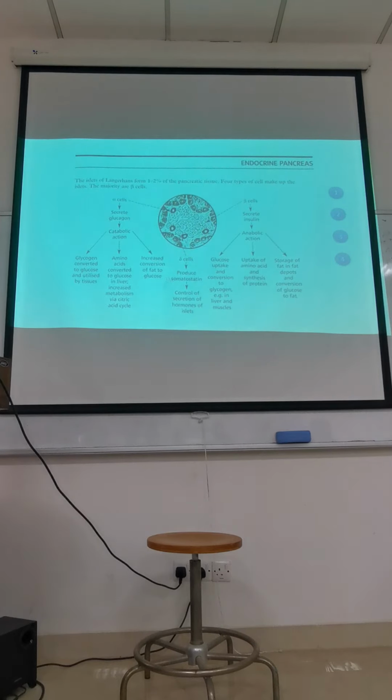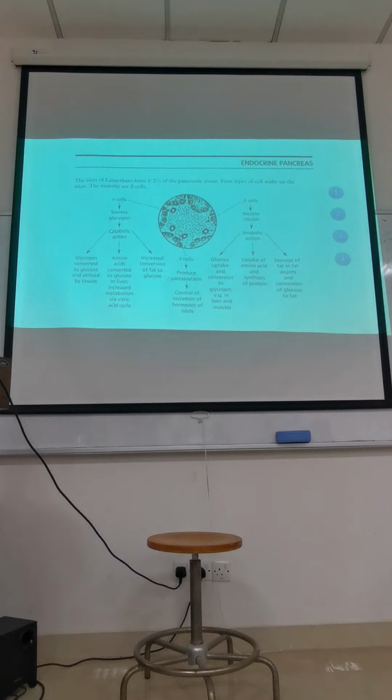Now, this is the schematic diagram. Alpha cells secrete glucagon, right? So how do I remember that alpha cells secrete glucagon? You see alpha, right? The shape of alpha is very much similar to A in English. So alpha is like A. Insulin doesn't have A in it.